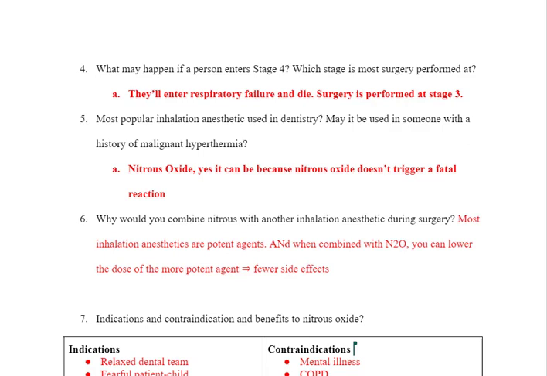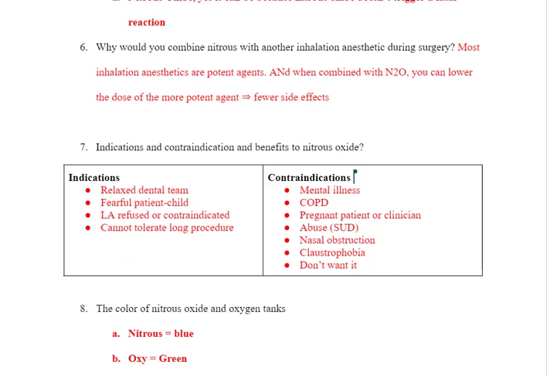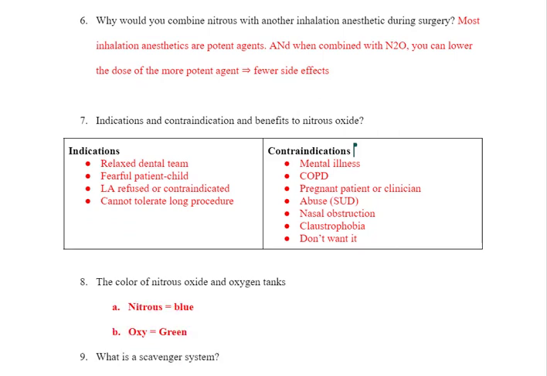All right, so these were a lot. So indications, I would say, is pretty much anything. Like an indication for nitrous: the patient wants it, they're fearful, they're a child, it's reasonably safe. I would focus my mind on who you would resist giving it to or who shouldn't have it: someone with mental illness, someone with a really bad cold, if they're pregnant. Those are the things that I would avoid using it for, or they don't want it.